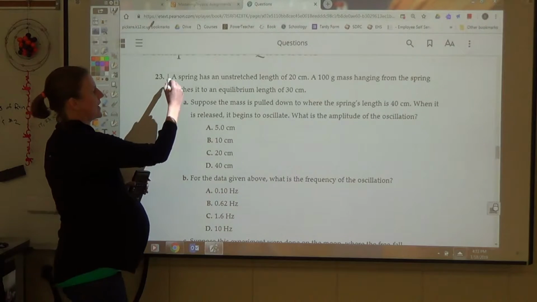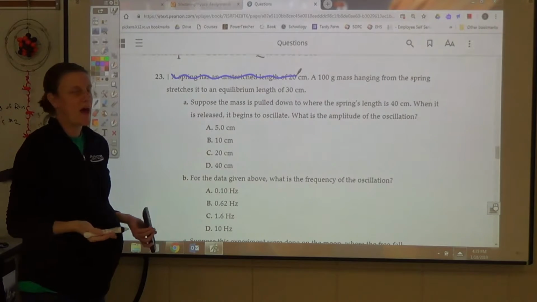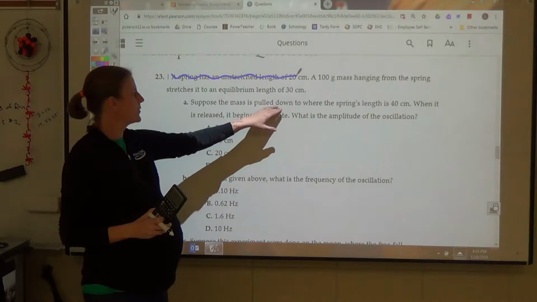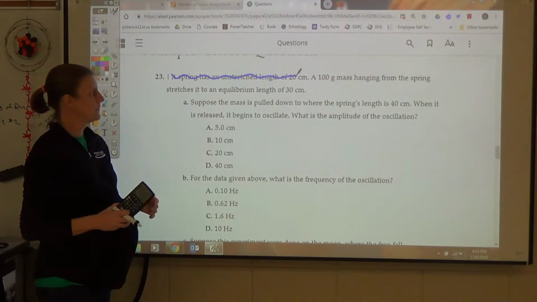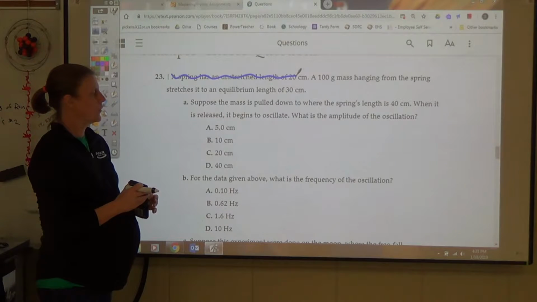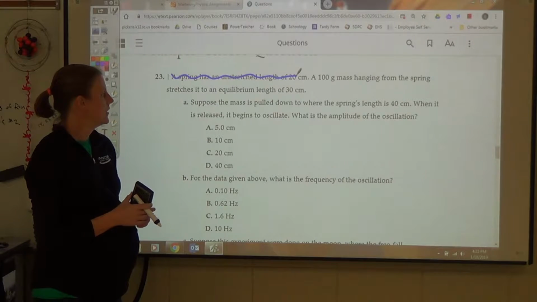So really this is kind of irrelevant. I don't really care what the spring is doing without that mass on it. It says, suppose the mass is pulled down to where the spring's length is 40 centimeters. When it is released, it begins to oscillate. What is its amplitude of the oscillation?